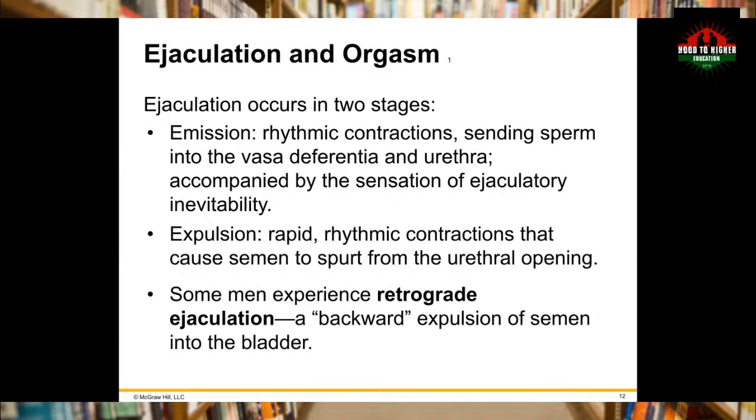Ejaculation and orgasm. Ejaculation occurs in two stages. There is emission, rhythmic contractions sending sperm into the vas deferentia and urethra, accompanied by the sensation of ejaculatory inevitability. Then expulsion, rapid rhythmic contractions that cause semen to spurt from the urethral opening.